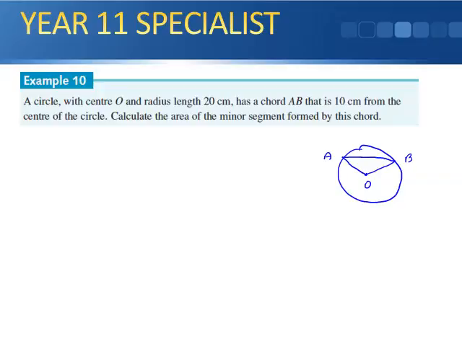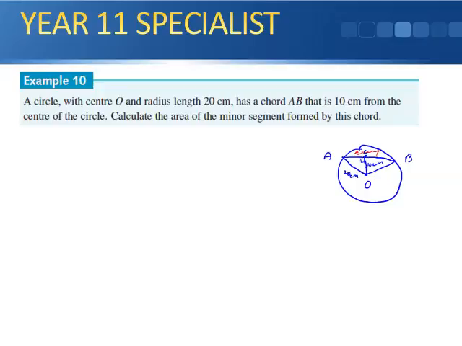I know that's 20 centimeters. AB is 10 centimeters from the centre. So from there, that's 10 centimeters there. That is point C. I'll just label it. It should be a right angle there, of course. And I want to find the minor segment, so I want to find that bit in there.